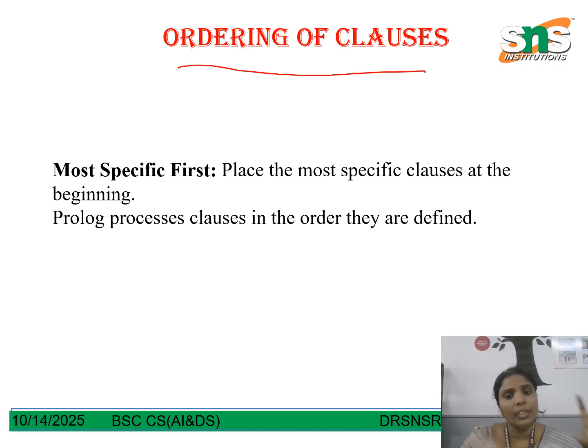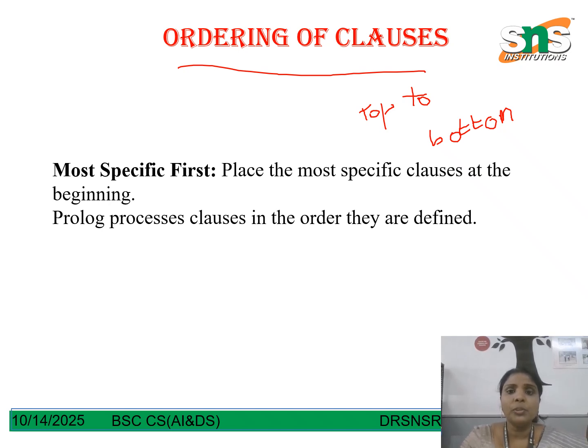Next, we see the ordering of clauses. When explaining the ordering of clauses in Prolog to students, you can highlight that the sequence in which clauses are written in a program greatly affects efficiency and behavior. Prolog follows a top to bottom search strategy, meaning it always tries to satisfy goals using the first matching clause it finds.